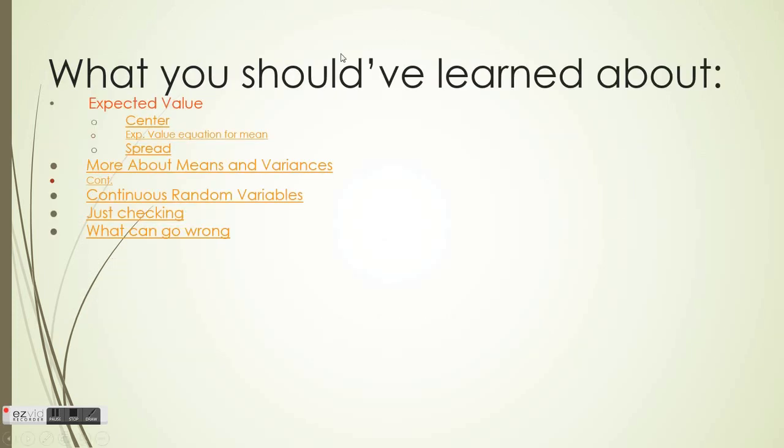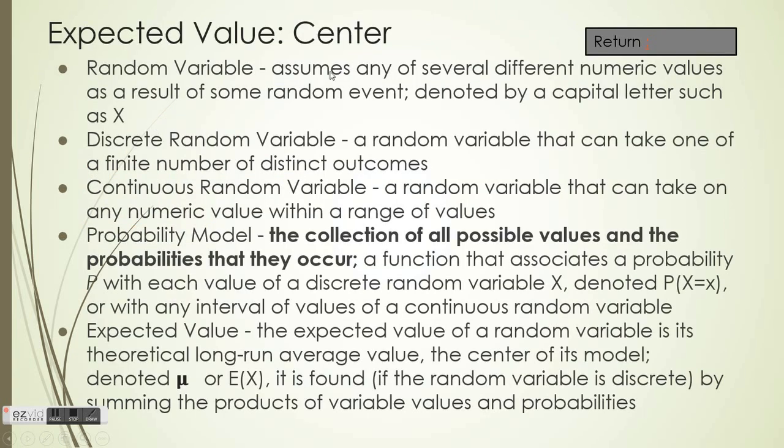This is what you should have learned while you're reading the chapter for expected value. This is the center. These are just some vocab words that you should know: a discrete random variable, a random variable that can take one of a finite number of distinct outcomes; a continuous random variable, a random variable that can take on any numeric value within the range of values; a probability model, the collection of all possible values and the probability that they occur; and the expected value. The expected value of a random variable is its theoretical long-run average, or the center of its model. It is found, if the random variable is discrete, by summing the products of the variable values and probabilities. So that's on expected value, the center.